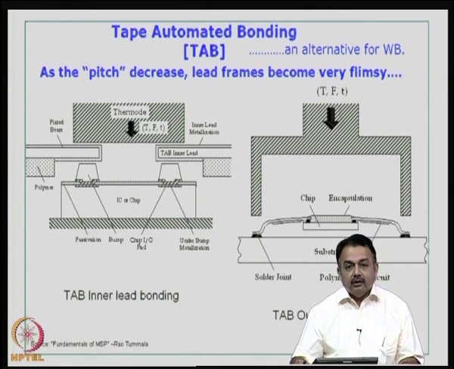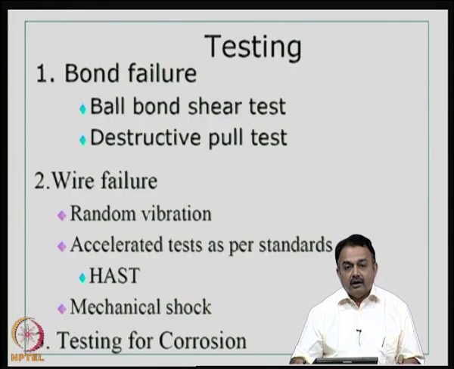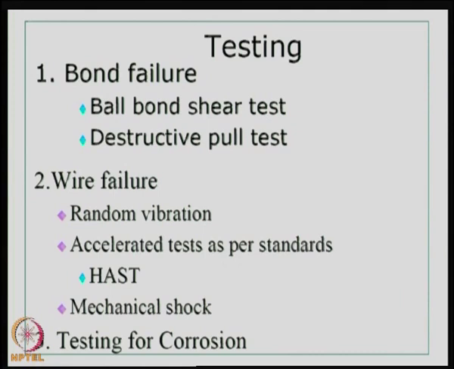So, today we will end here. We have covered all the basic first level interconnection choices in detail, and in wire bonding we have also seen the complete process flow. In the next class we will start with the process flow for TAB and the flip chip.